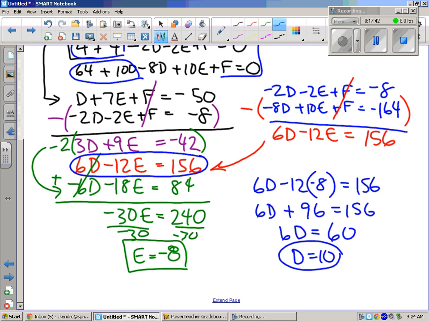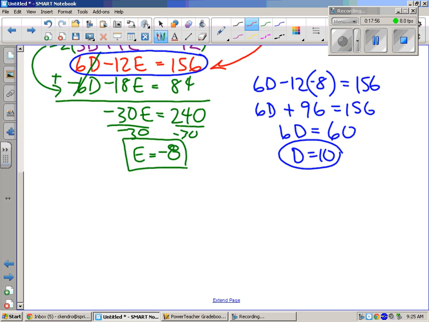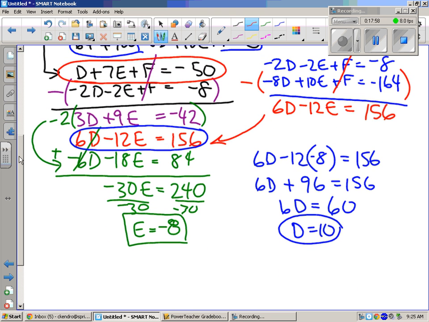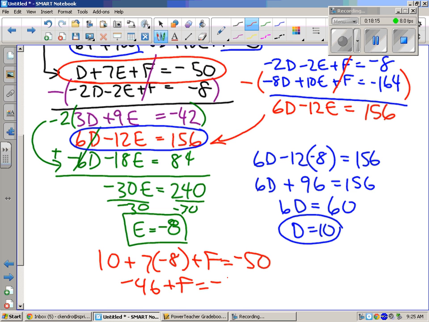Okay, we're given those two, e and d. Now we have to find an equation that has d, e, and f in it. And I'm going to choose this one. Just seems easy to me. So let's get that back in there. Okay, so d we said was 10. E is negative 8 plus f equals negative 50. So I have 10 and negative 56, that'd be negative 46 plus f equals negative 50. If I add 46, then f equals negative 4.